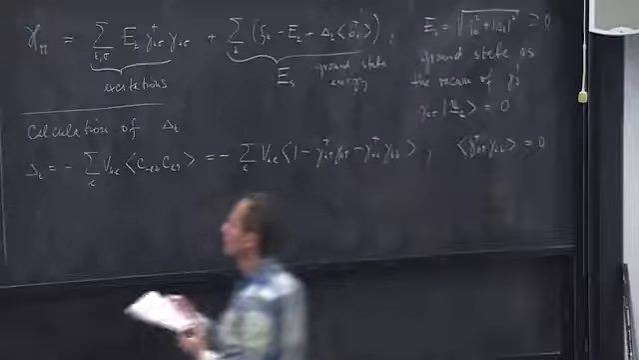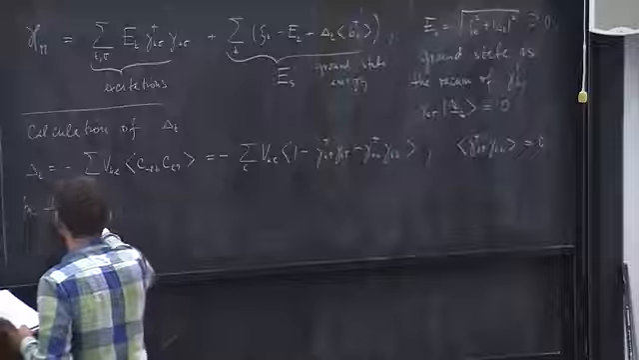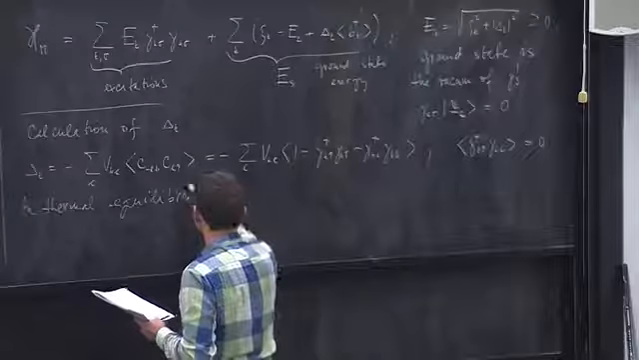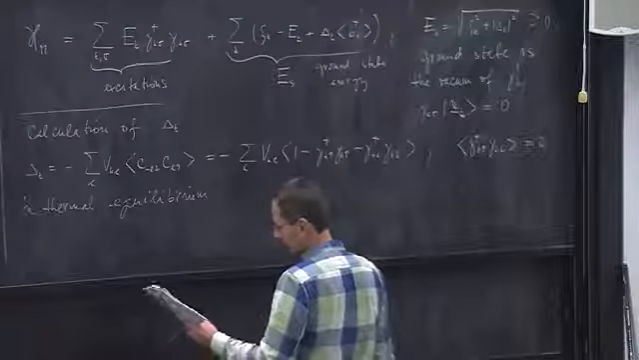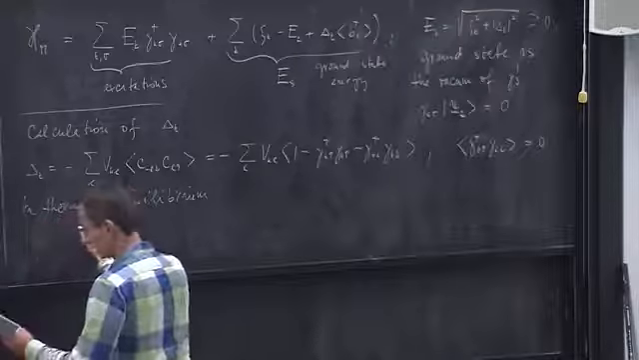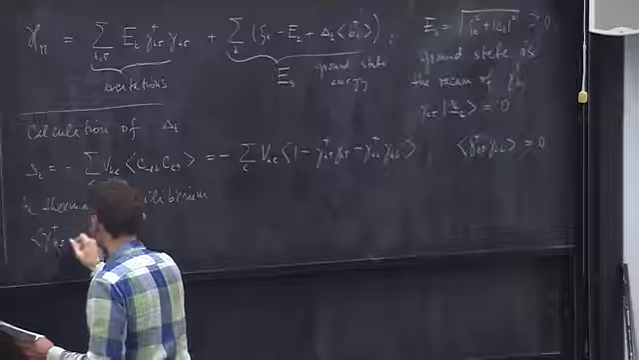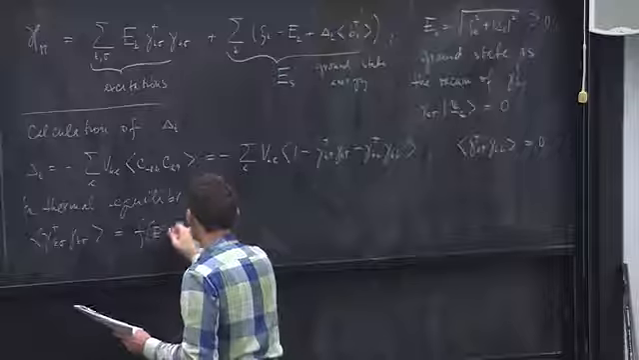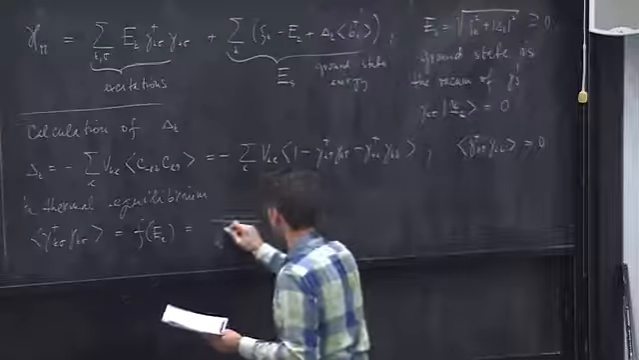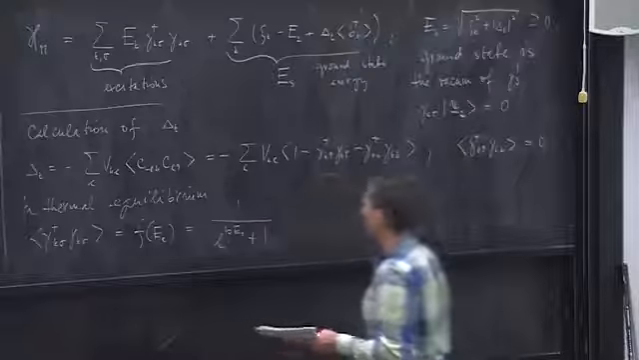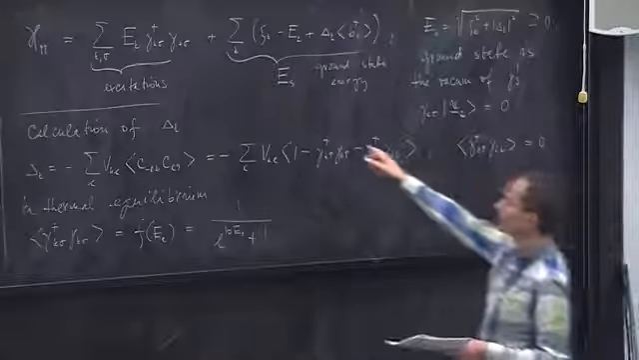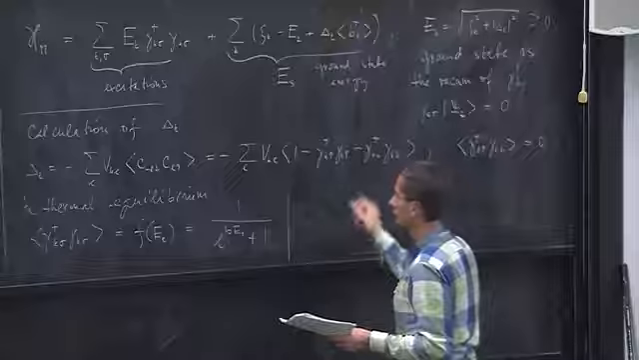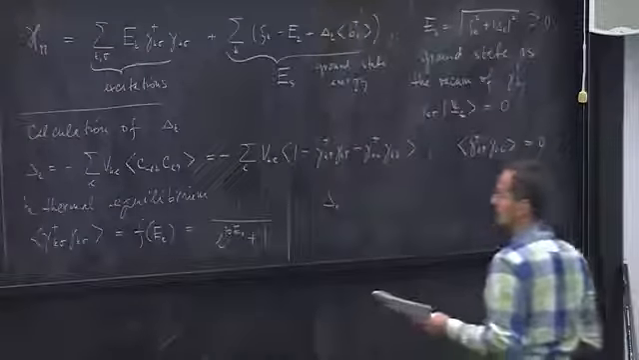Now, in thermal equilibrium, just as for the ordinary electron gas, the expectation value of gamma dagger k sigma will be given by simply f of epsilon k, the Fermi-Dirac distribution function, which is just this. So I can now substitute for this in here, and what I obtain is the venerable BCS gap equation.